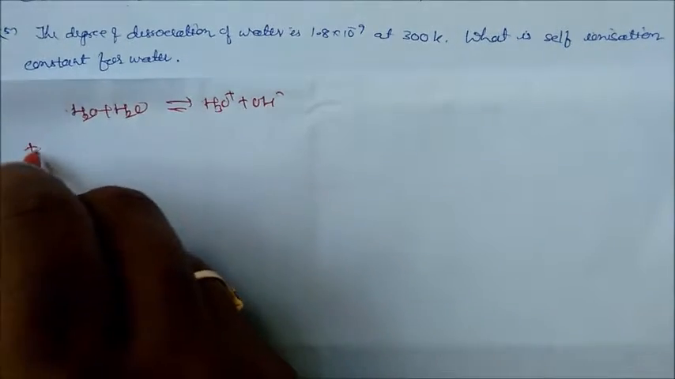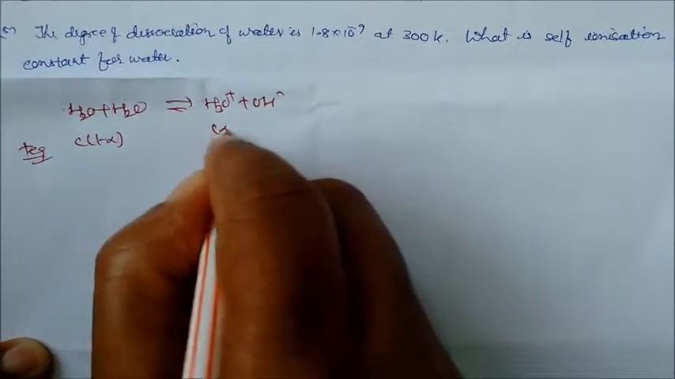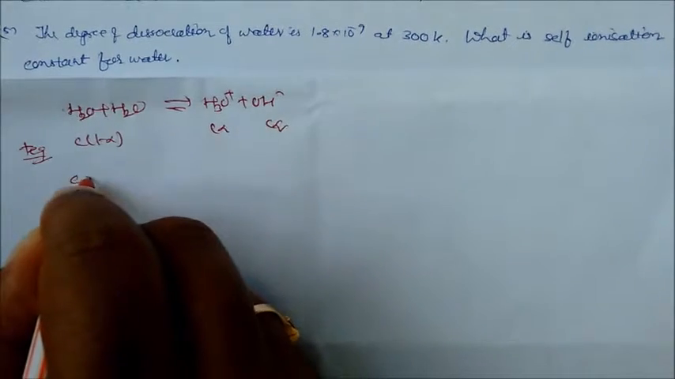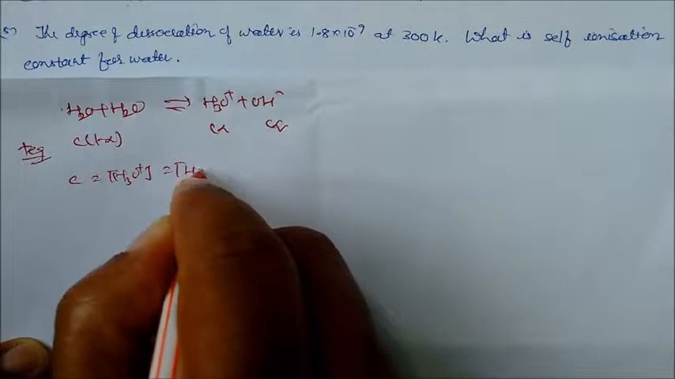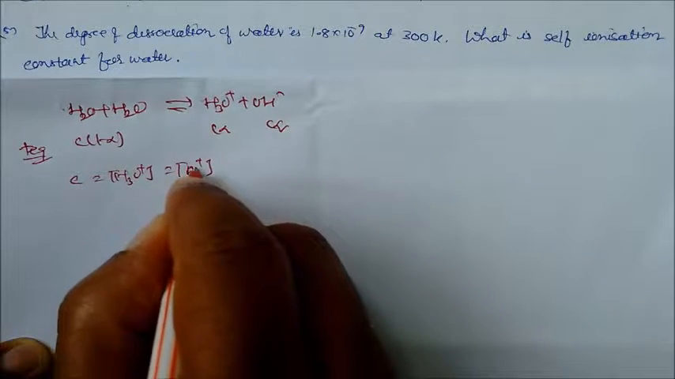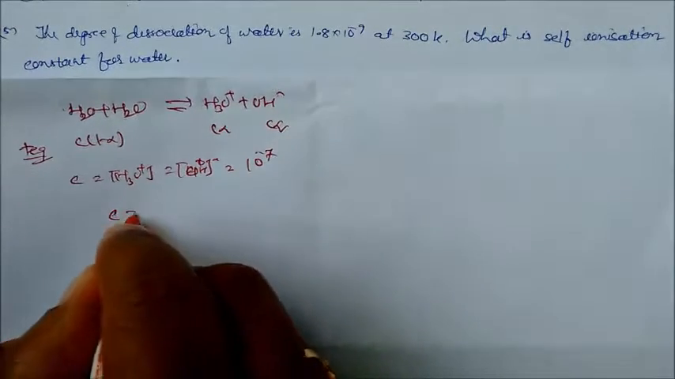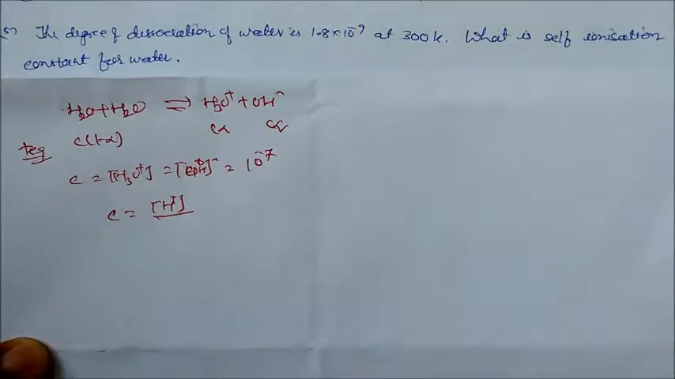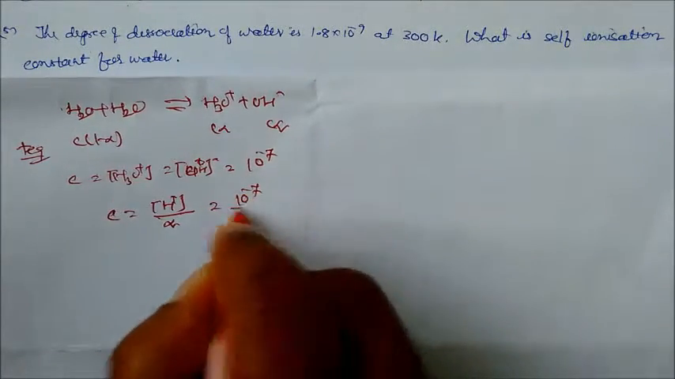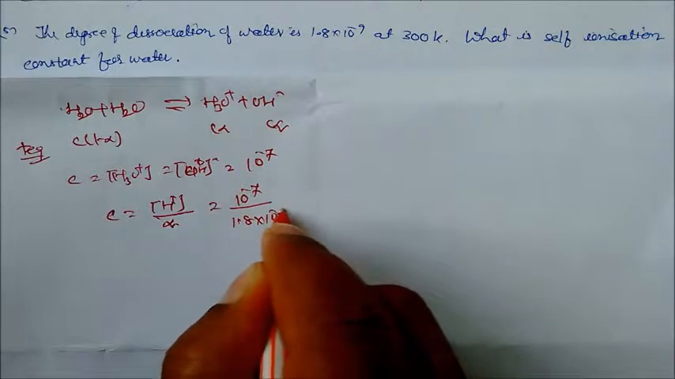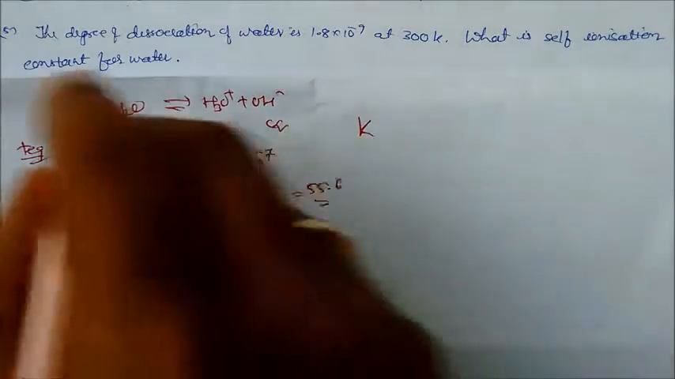At equilibrium, what will happen? This will give you C into 1 minus alpha, C into alpha, C into alpha. So what is the concentration of H3O plus? It will be equal to OH minus, which will be equal to 10 to the power minus 7. So C is equal to concentration of H plus divided by alpha. So this is equal to 10 power minus 7 divided by 1.8 into 10 power minus 9, that is 55.6. Now, self-ionization constant.